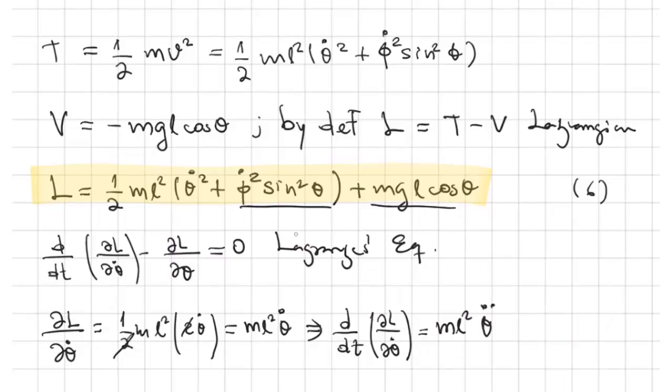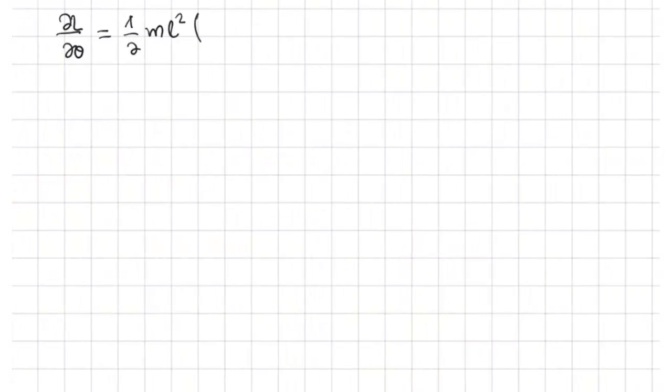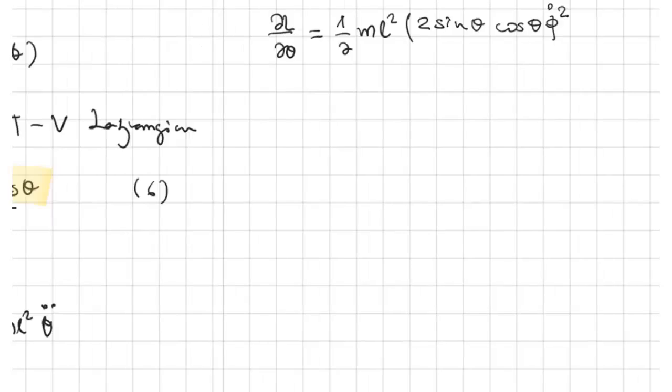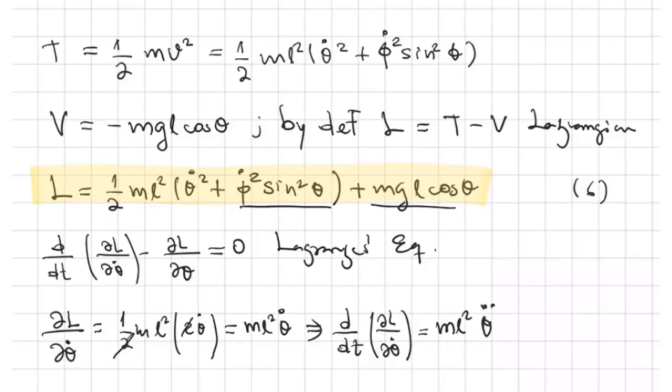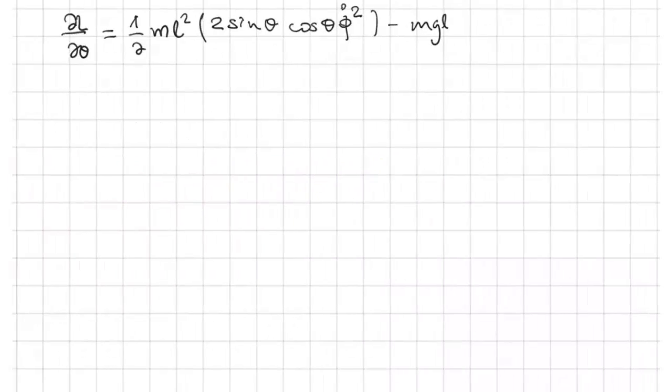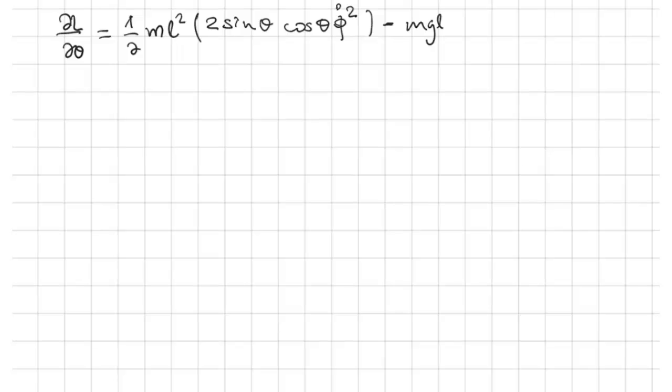Those two terms are the terms that depend on θ, and we take the derivative with respect to θ of those two terms, and that would be 2 sine of θ cosine of θ φ̇², minus mgL. The derivative of cosine of θ is minus sine. I have the minus sign here already, and this is sine of θ.